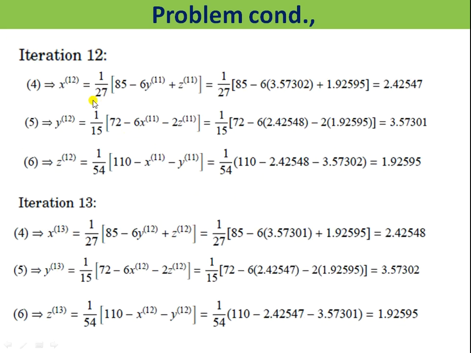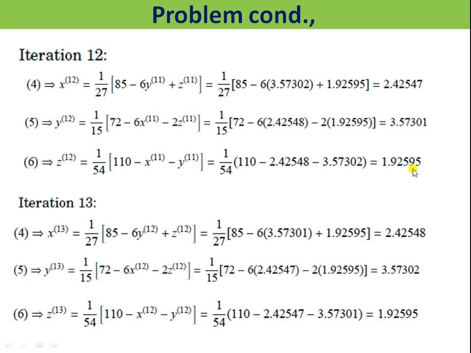Iteration 12. So for getting x power 12, I have to replace y power 11 and z power 11 in equation number 4, which gives 2.42547 as the value. For finding y power 12, I have to replace x power 11 and z power 11 in equation number 5, which gives 3.57301. Similarly, the z power 12 value becomes 1.92595, right?